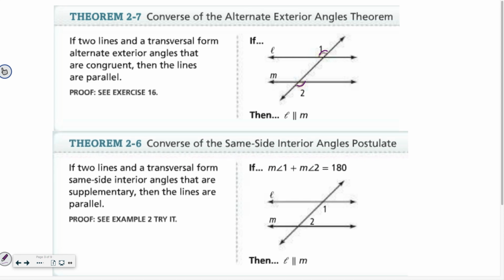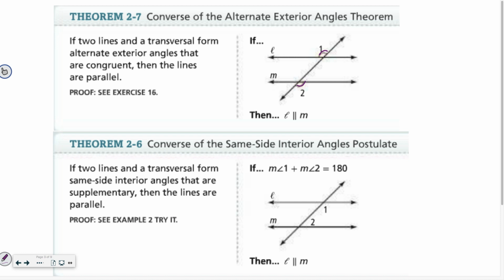Then we have the converse of our same side interior angles postulate. Yesterday we talked about how same side interior angles, or consecutive interior as another name for them, are always supplementary. If you add them together, they equal 180. That only happens if two lines are parallel. So if I give you the measure for angle 1 and angle 2, and you add them together and they equal 180, that tells you that line L is parallel to line M. So congruent angles for alternate exterior, alternate interior, and corresponding all mean that the lines have to be parallel. And if our consecutive interior or same side interior angles are supplementary, our lines are also parallel.